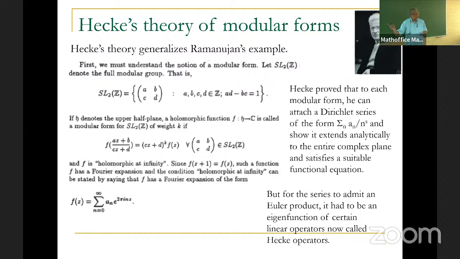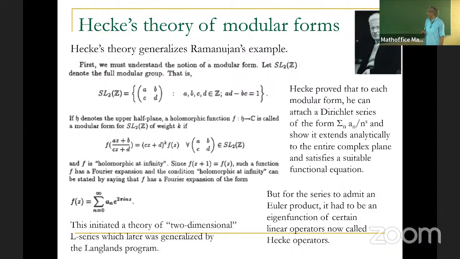Not all Fourier coefficients of modular forms are multiplicative. They have to be eigenforms of Hecke operators, and the tau function was. And so Hecke figured out that that's the general pattern. This initiated a theory of two-dimensional L series, which was later generalized by what's called the Langlands program.